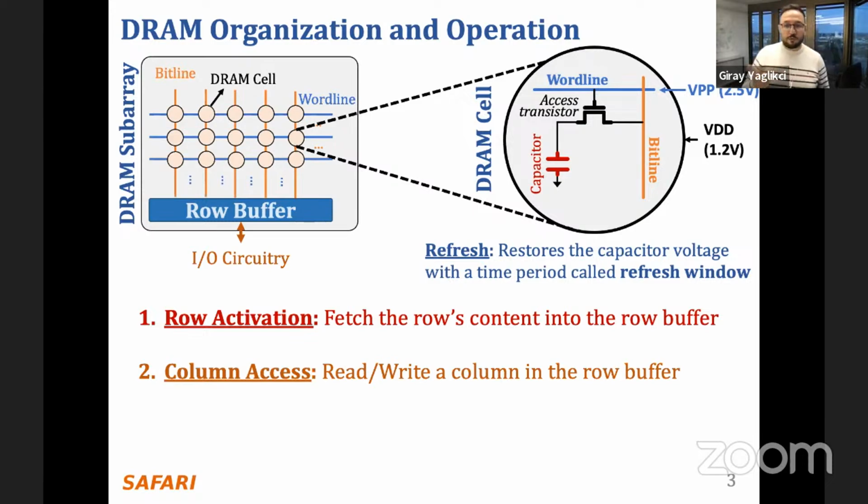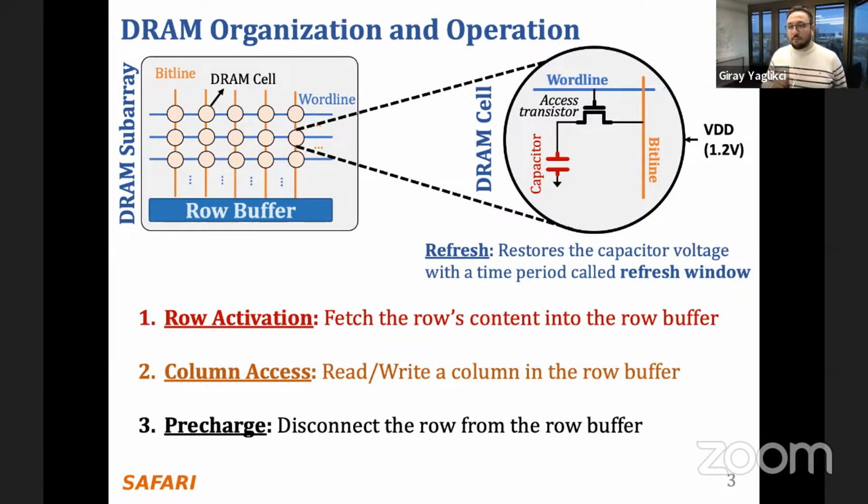Once you perform the row activation, your data is fetched into the row buffer, and you perform your column accesses, reads and writes, from the row buffer. And then once you're done with a row, and you need to access data from another row, you first need to pre-charge. Pre-charge means that you close that row, and then you pre-charge the bit line voltage to some certain value, so that you can perform the next row activation reliably.